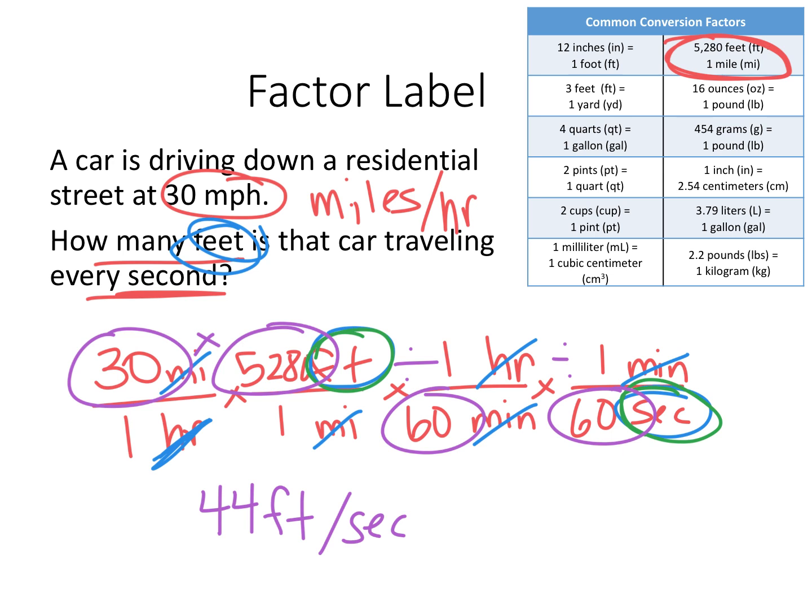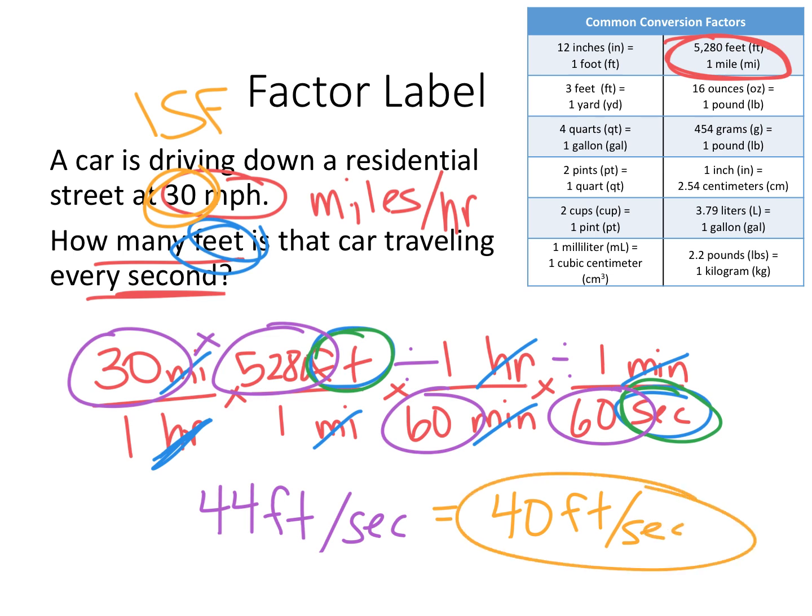One more thing, if I'm thinking of significant figures, 30 with no decimal point has only one significant figure. So to round this to one significant figure, this would be 40 feet per second. 30 miles an hour is approximately 40 feet per second.